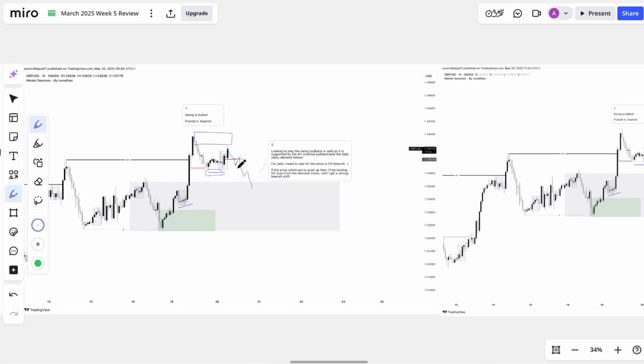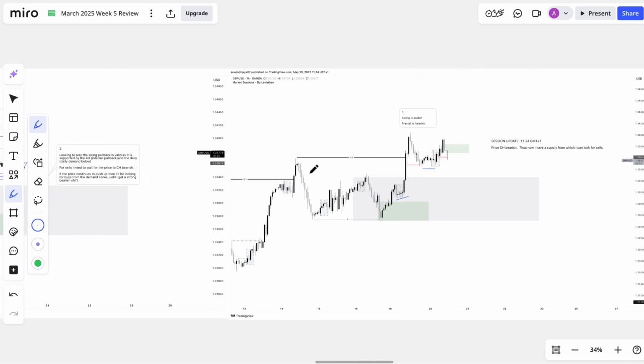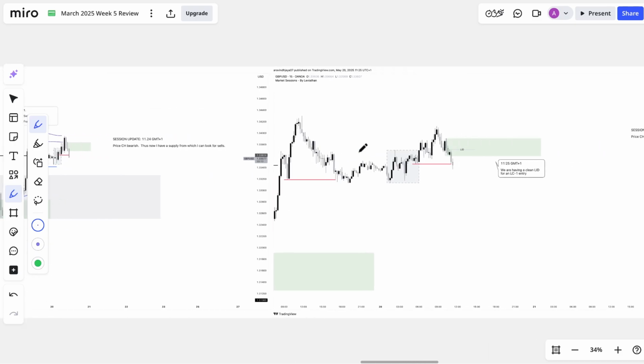So daily demand is where the price can react from, but we know that the price can go all the way down to take out this sell side liquidity. But let's see what happened. Yeah, price mitigated the supply and it chalked bearish. So looking for sells is valid.